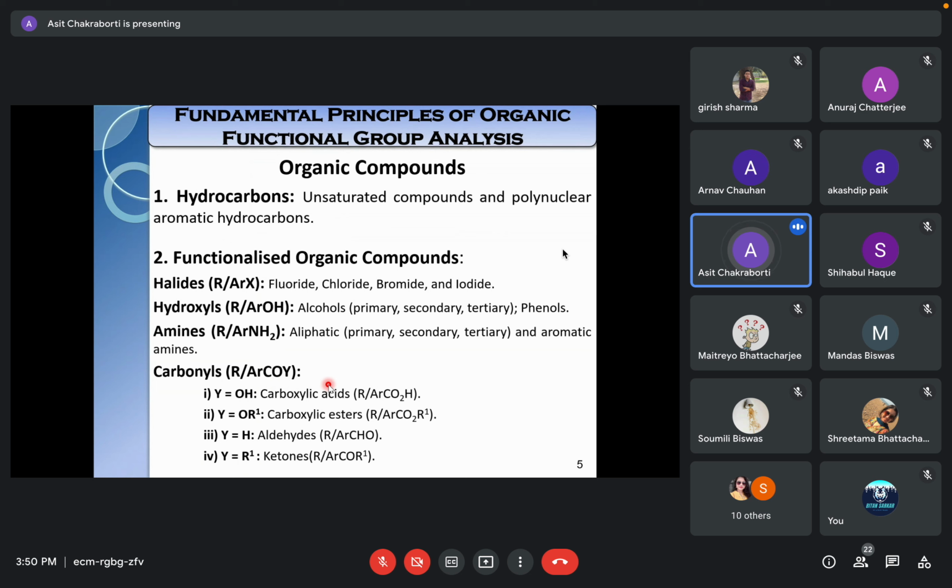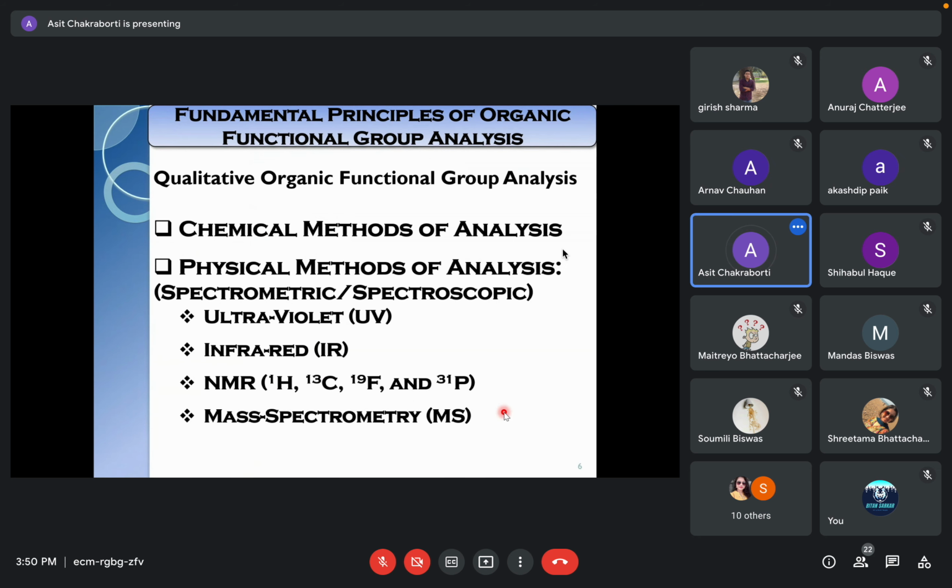A very easy way you can distinguish between aldehyde and ketone is if you take IR. Probably you have not discussed that, so I want to know, and I'll quickly go through it.